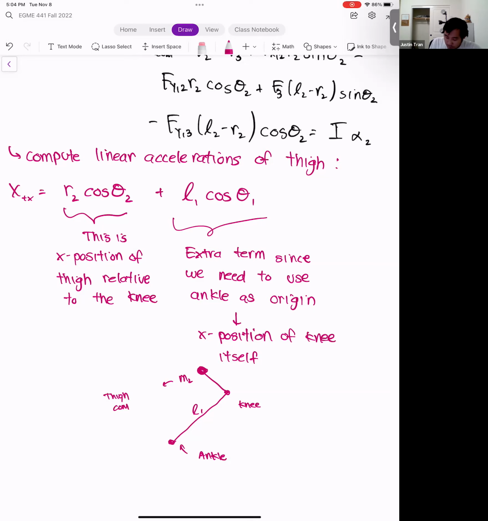And so to get the total x position of the thigh, first we need to travel along the shank. That's going to be L1 cosine theta 1. And then from the knee we travel R2, so we travel R2 cosine theta 2. So we do almost like a vector addition: we take a vector that goes from the ankle to the knee, and then to that we add a vector that goes from the knee to the thigh center of mass.